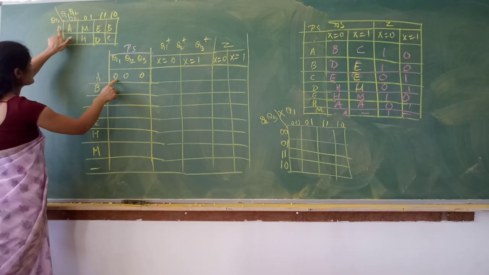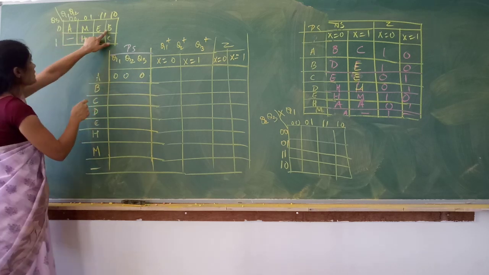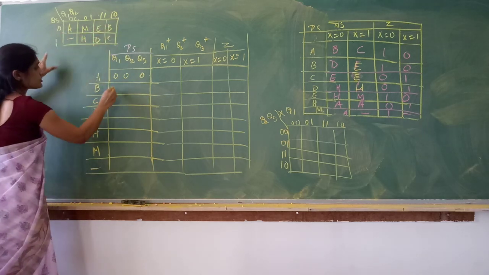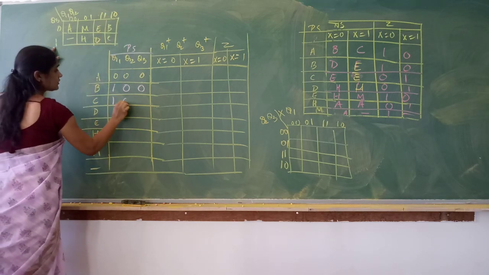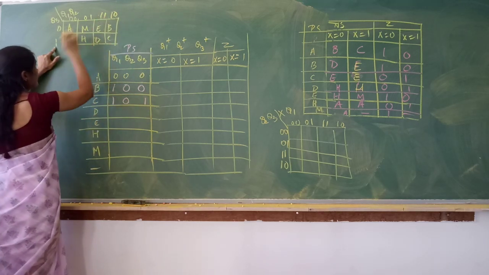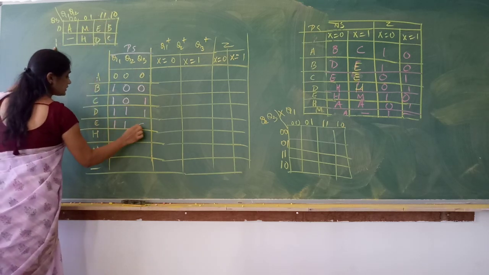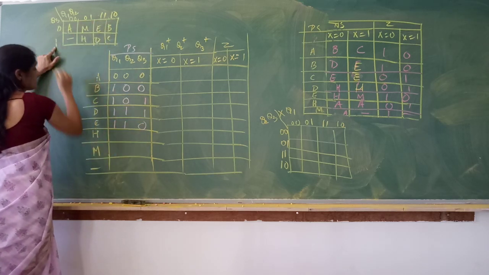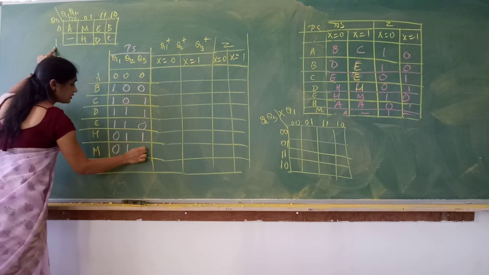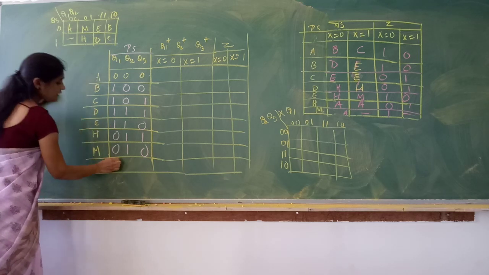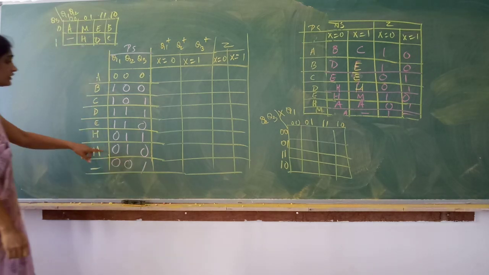A is 0, 0, 0 for Q1, Q2 and Q3. What is B? B is 1, 0, 0. What is C? 1, 0, 1. What is D? 1, 1, 1. What is E? 1, 1, 0. What is H? 0, 1, 1. What is M? 0, 1, 0. What is dash? 0, 0, 1. So looking at the K-map, like how you have done the assignment, you have to fill this.